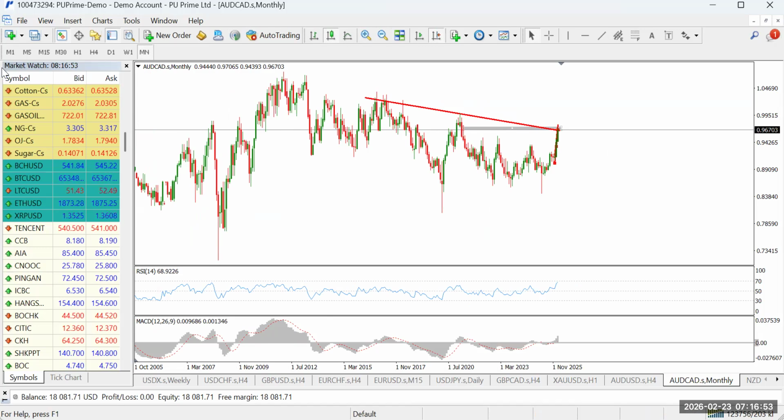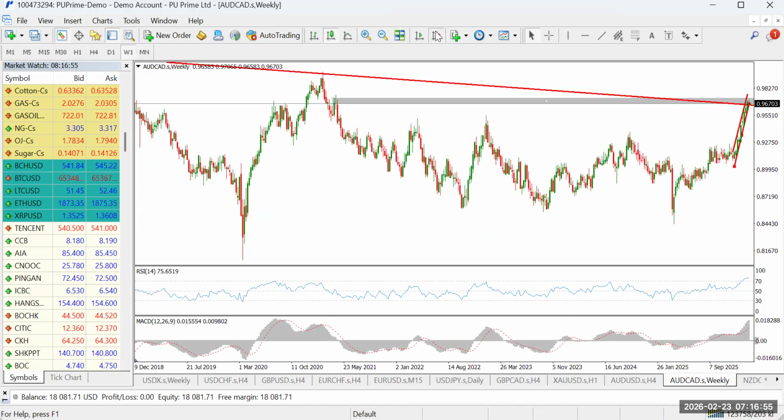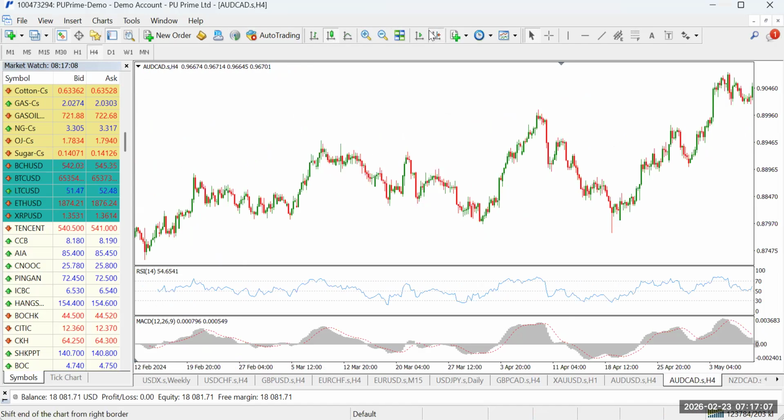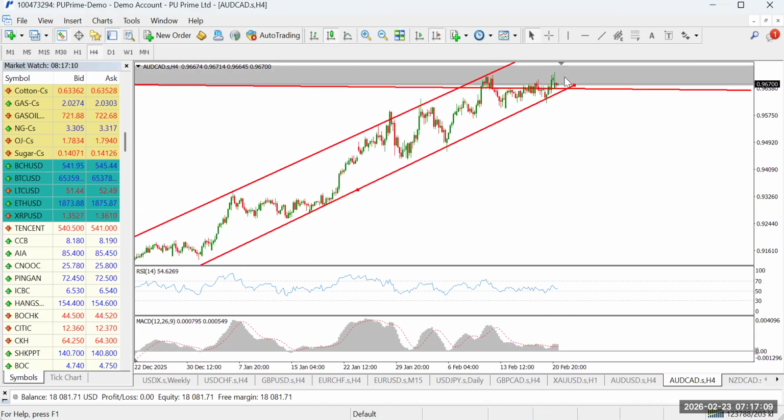I have a descending trend line on the monthly time frame, and a resistance price, having a confluence between the descending trend line and the resistance. So technically, we're expecting a further bearish movement. Taking it down to the 4-hour, currently we have a rising wedge and a double top forming at this resistance zone. So if price is able to break out downwards, then we should have a big breakout this week.